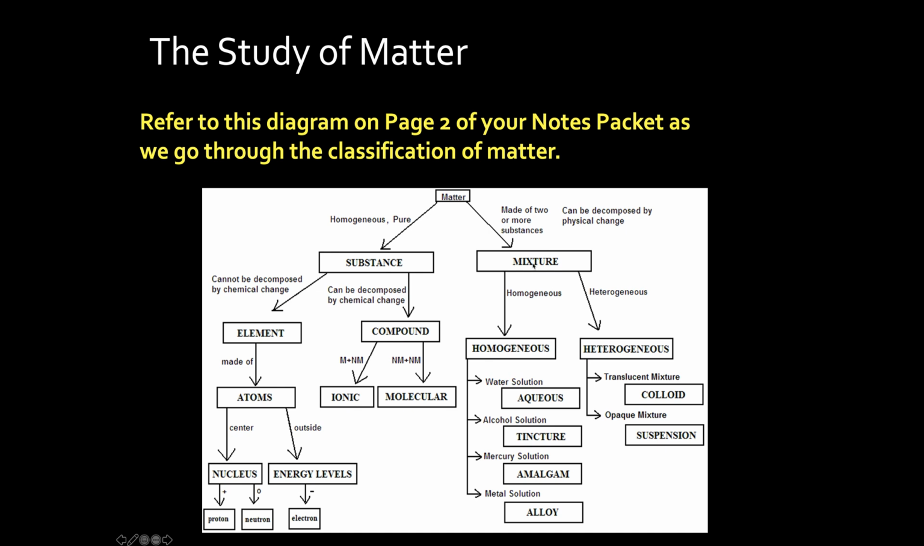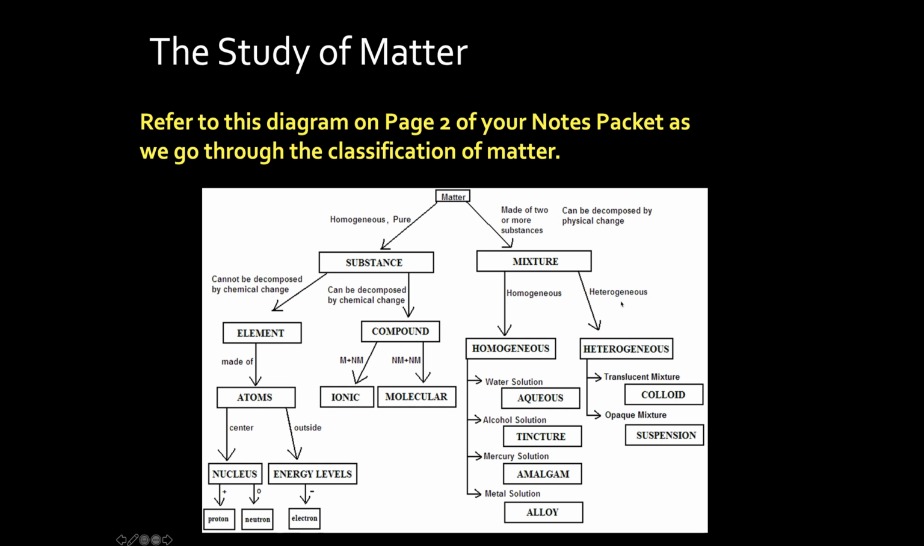If a substance can be decomposed by physical change, in other words, without changing the chemical substances that it contains, then it's a mixture. Mixtures can be homogeneous, which are even consistency throughout. If you have a mixture that's stuff dissolved in water, we call that an aqueous solution. If we're dissolving it in alcohol, we call it a tincture. If we're dissolving it in mercury, we call it an amalgam. And if we dissolve metals into each other, we call that an alloy.